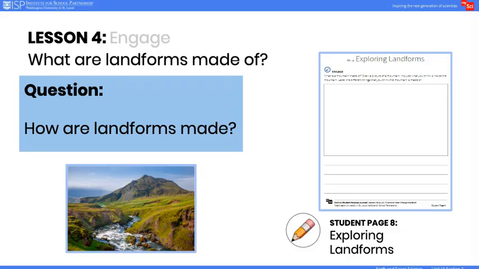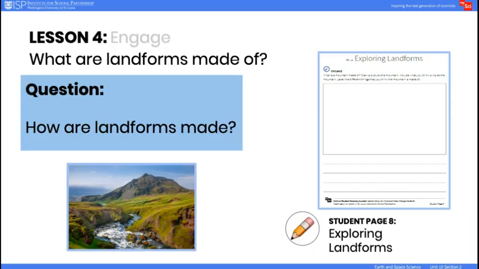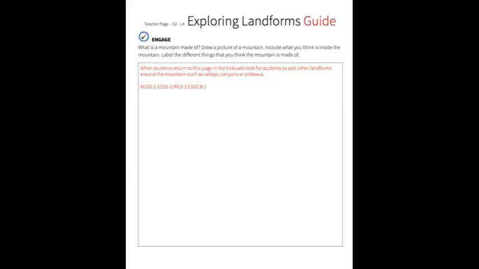In the Engage, start by reminding students of the 3D maps made in Lesson 3 and ask about the landforms they chose to include in their model. Then direct them to Student Journal page 8, Exploring Landforms, asking them to draw a picture to show what landforms are made of. This image of a mountain shown here on the slide could help them with their drawing. Discuss their answers, making sure students know that landforms are made of rocks and soil.